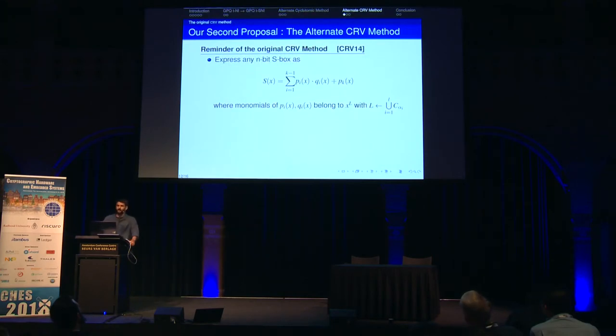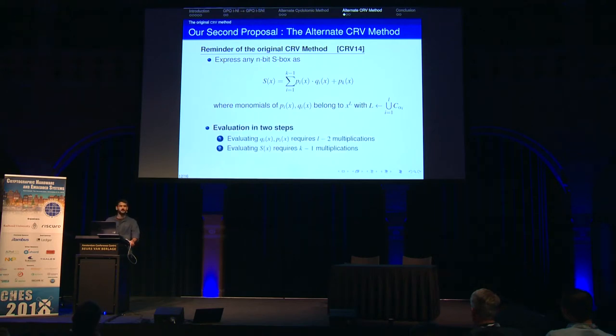Now let's move to our second proposal, the alternate CRV method, with a quick reminder of the original method proposed by Guo et al. in 2014. The idea of this method is to express any S-box as sums of products between polynomials, where the monomials of the P_i and the Q_i belong to a precomputed set of powers whose exponents lie in a union set of L cyclotomic classes.